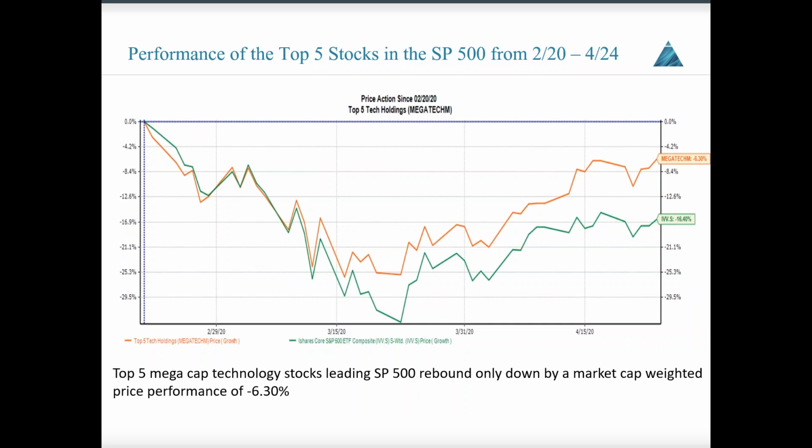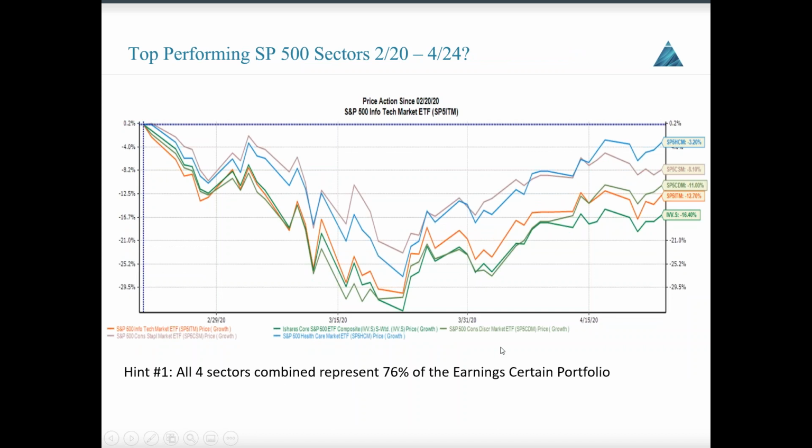So again, the idea here: the top 5 mega cap technology stocks have led the S&P 500 rebound. This is really important. Let's take another look at some sectors, and let's look at the top performing S&P 500 sectors from 2/20 to 4/24. You'll see that healthcare, consumer staples, consumer discretionary, and IT, look at IT down 12.7 still, have all outperformed the broader S&P 500 ETF. So these are the sectors that are pulling the S&P 500 higher.